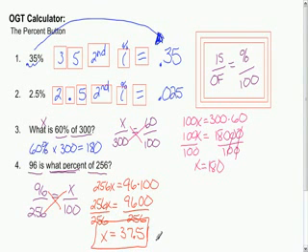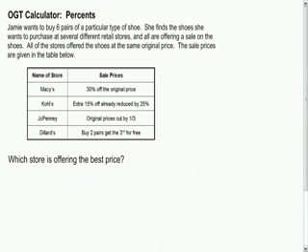Okay. Again, percent problems are more application, and let's go ahead and do one more, and this is very similar to an actual OGT question from a little while back. So go ahead and read that.